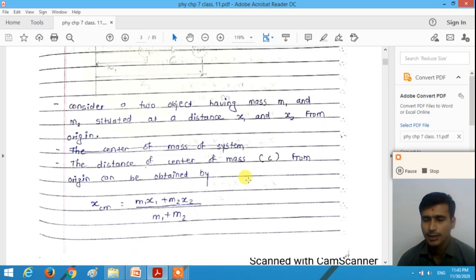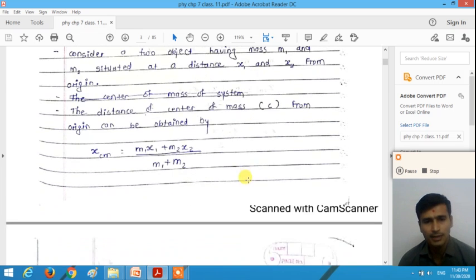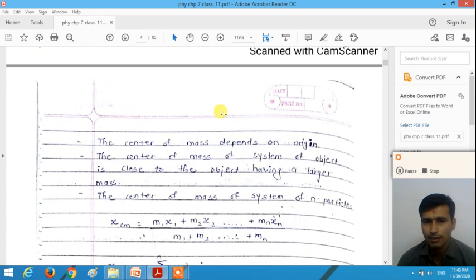So dear student, here the center of mass depends on the mass of the objects and their distance from the origin. So the center of mass depends on the mass distribution, right? The center of mass depends on the origin. If you change the origin, the location of the center of mass will change, and the center of mass depends on the mass distribution in the system of particles and in the rigid body. The center of mass of a system of objects is closer to the object having a larger mass. So the center of mass is closer to the objects having a larger mass.